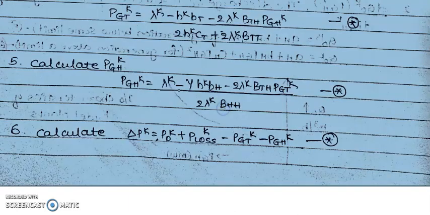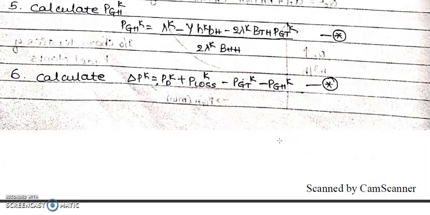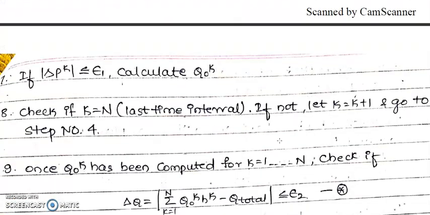And after calculating this, you need to calculate delta pk, that is the change in the generation with respect to the hydro and thermal in the kth interval. That can be calculated as PD raised to k plus P loss raised to k. That is, you have to add both losses and the total load demand of the consumers and subtract PGT raised to k minus PGH raised to k. You will get the total value of delta pk.